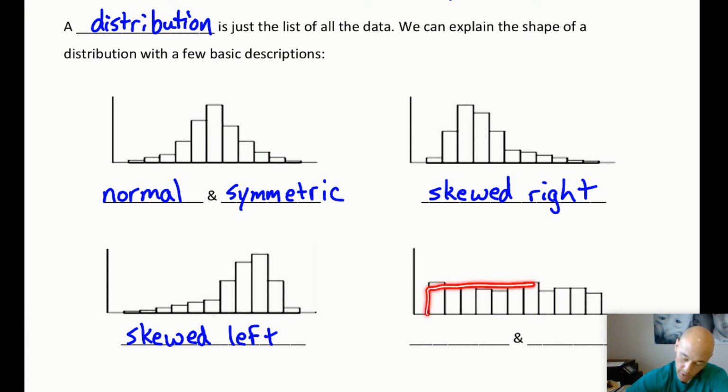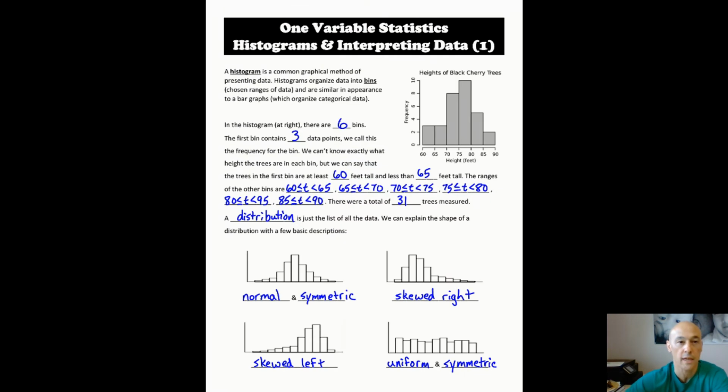This last distribution, it's kind of flat all the way across. And so we can say that that data is uniformly distributed, and pretty much it looks the same to that side as it does to that side. So it's pretty much symmetric. Now, it doesn't have to be perfectly symmetric in order for us to say that it's symmetric. But that's pretty much all there is to know at this point about histograms and interpreting data.